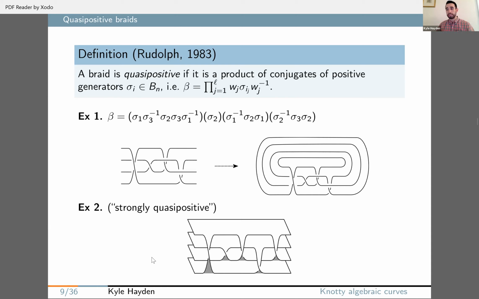But the nice thing is that in the strongly quasi-positive setting, you can see there's this Seifert surface that's suggested, which has white upper sides and darker gray undersides. And so you just get a stack of discs, one for each strand in the braid, and then one band for each conjugated term. But there's actually no reason why we can't consider a similar surface when it's not strongly quasi-positive.